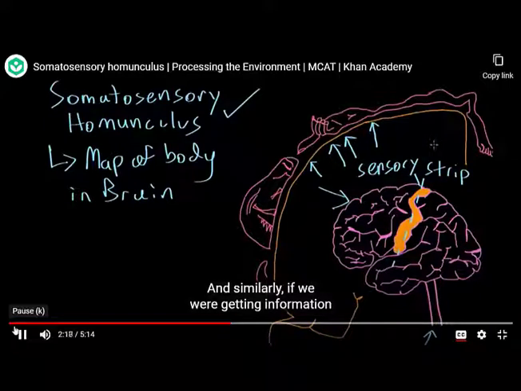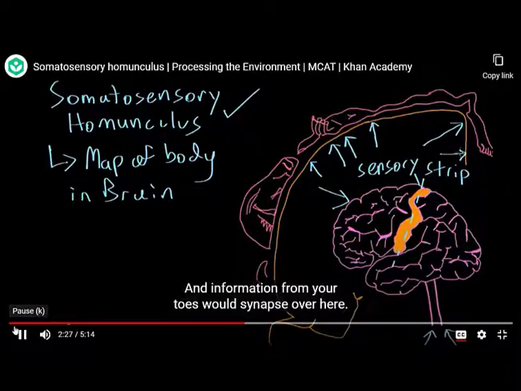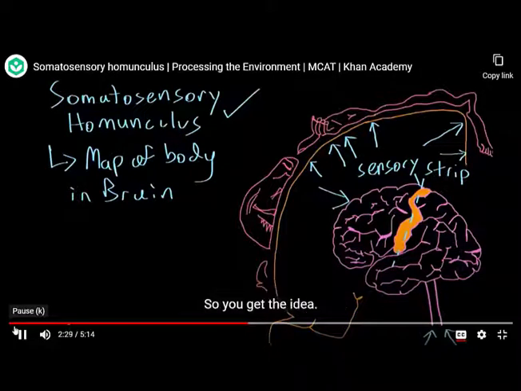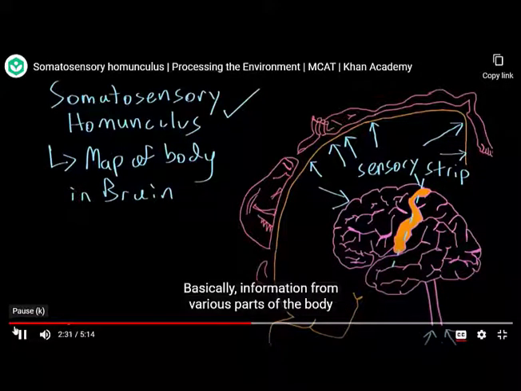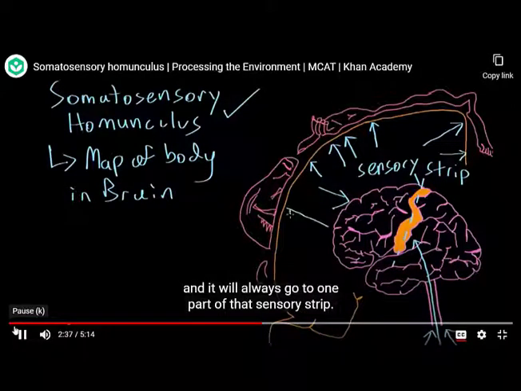And similarly, if we were getting information from your foot, the information from your foot would all synapse over here in this part of the cortex, and information from your toes would synapse over here. So you get the idea. Basically, information from various parts of the body will come into the brain, hit the sensory strip, and it'll always go to one part of that sensory strip.